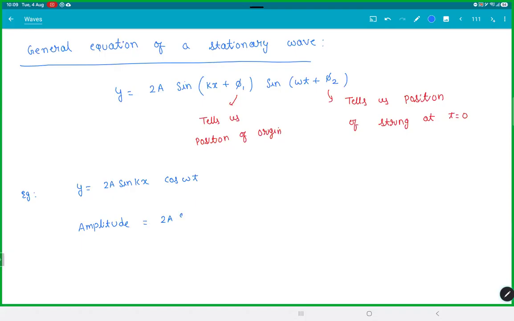2a sin kx. Perfect. Look at this amplitude. If you put x equal to 0, amplitude is 0. The node is at x equal to 0, because if you put x equal to 0, the amplitude is always 0. And if you put t equal to 0, cos omega t is maximum. That means all points are at their respective maximum values.